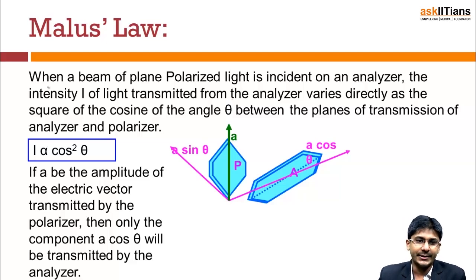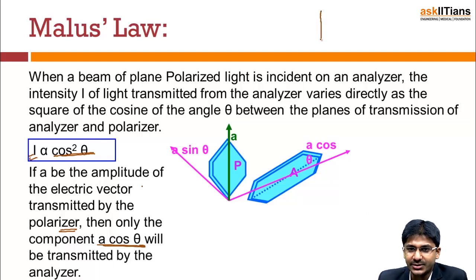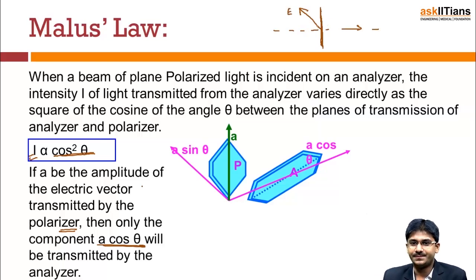Now the intensity of the light beam from the analyzer varies directly as the square of the cosine. If A is the amplitude of the electric vector transmitted by the polarizer, then only the component A cos theta will be transmitted. It's very easy to see. Suppose this is your axis, I am drawing only one line to make the picture clearer. Suppose an electric field is there like this. This is the wave that is trying to go, and this is the electric field in this direction.